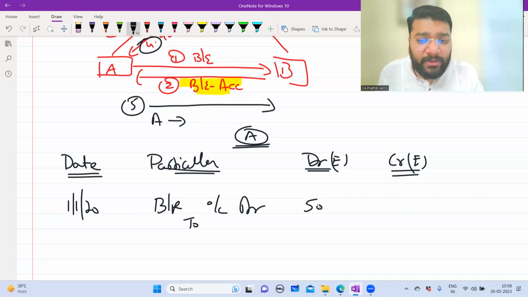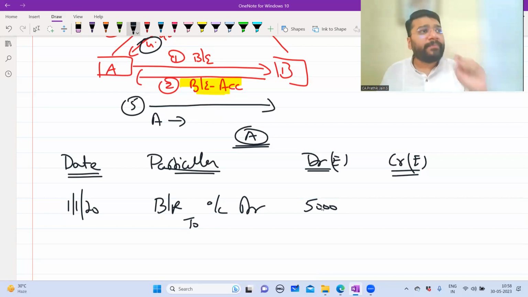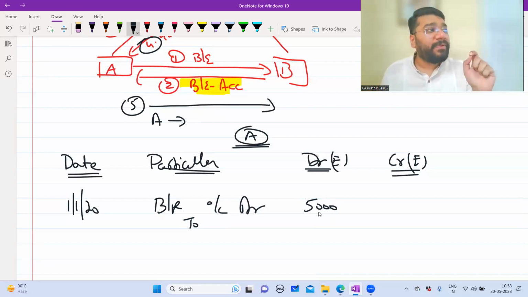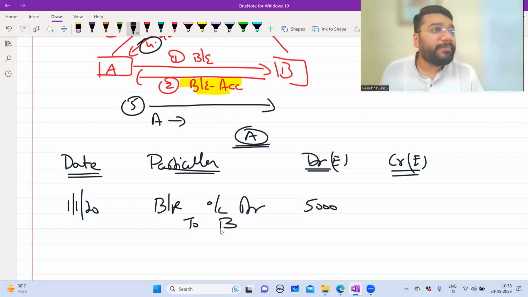My dear friends, this 5,000 of the bill, which you're going to get discounted at the bank, is it your income? Is it your money? Or is it somebody else's money that you're enjoying? This 5,000 is a help given by B. So it is because of B that you are getting this help. Don't you think that you have to repay this money back to B in future, because B in turn has to pay the banker? So the entry is bills receivable to B.